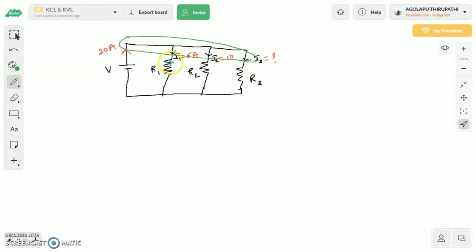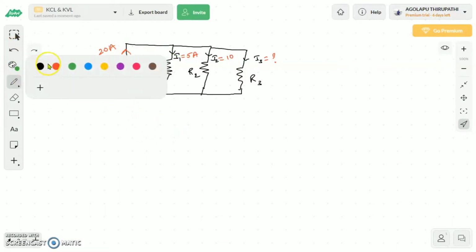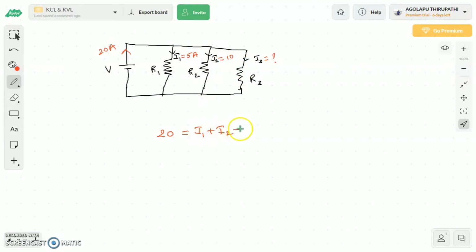For this node, find out the incoming currents. There are 4 branches connected to this particular node. Out of 4, we have only one incoming current, which is 20 amperes. The sum of incoming current is equal to the outgoing currents. Here we have 3 outgoing currents, I1, I2 and I3. We know I1 and I2 values, so substitute: 20 is equal to 5 plus 10 plus I3, the unknown value.